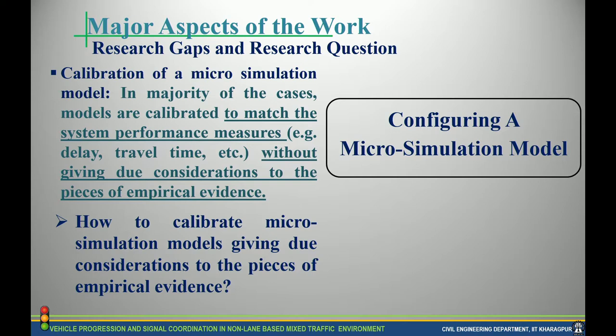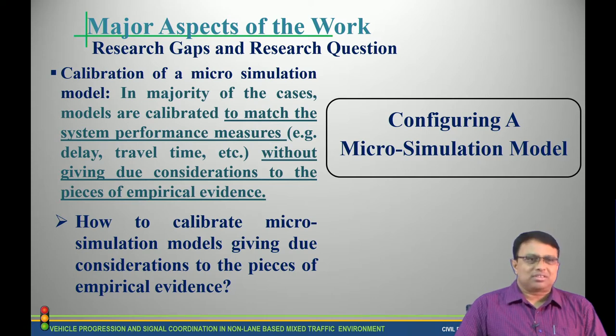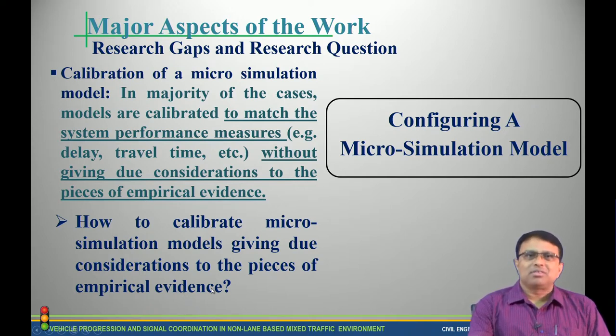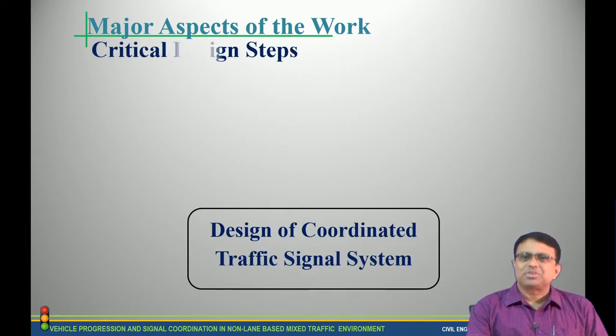Now, in the majority of cases, we found the models were calibrated to match system performance measures, aggregate measures, for example delay or travel time. In Indian works also, most of the time they tried to match average travel time or average delay, without giving due consideration to the empirical evidence. In our case, we believe that because of the unique nature of the roadway, traffic and control conditions, it is very important to consider empirical evidence in model calibration. So, the question is how to calibrate micro simulation models giving due consideration to empirical evidence. That is what we tried to do. We suggested a calibration procedure and demonstrated it to show the application of the proposed approach.